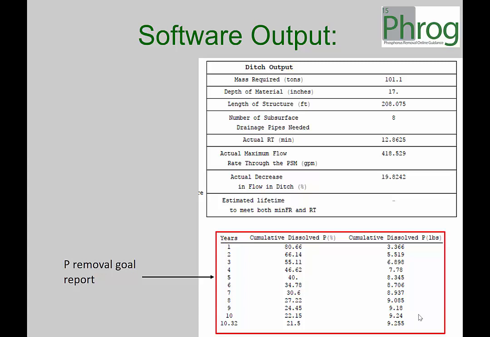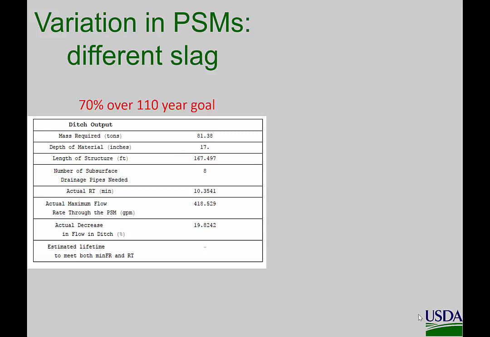And this is how long it will last. It'll last about 10 years until it's no longer effective. And we have a nice table showing how much phosphorus we'll remove through that time. So it works really nicely for nutrient credit trading, if that was ever to happen.